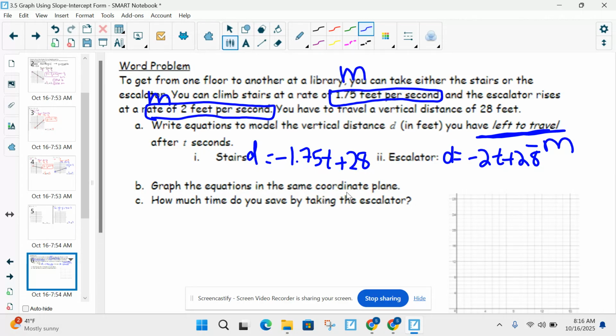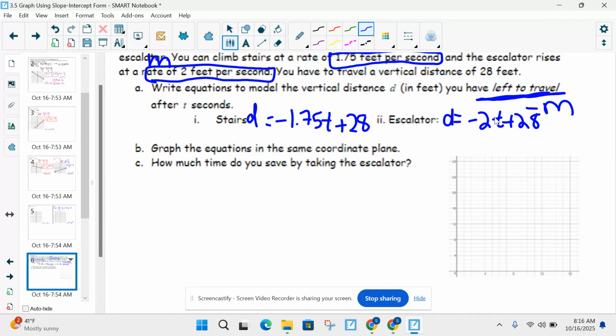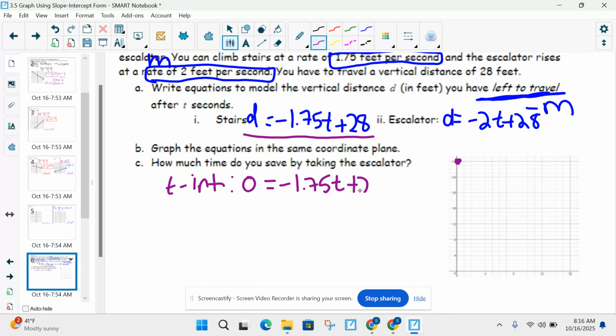Now, to graph the equations, since these equations are a little bit different and it'd be hard to use a slope of -1.75 to plot points, the easiest way is to find the intercepts. Remember, to find the intercept means to set the other variable equal to 0. So we already know that both of the y-intercepts are 28. I'm going to do this one in purple. For the stairs, it'll start at 28, and then we can find the t-intercept by setting d equal to 0. So 0 equals -1.75 t plus 28.